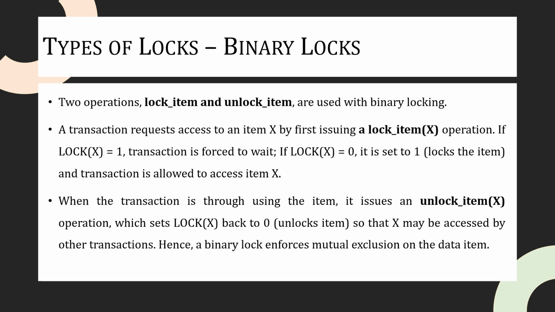When the transaction is through using the item, that is, when the transaction has completed accessing that item, it issues an unlock item of X operation, which sets the lock of X back to 0. That means it unlocks the item so that X can be accessed by other transactions. Hence, a binary lock enforces mutual exclusion on the data item. That is, only one transaction can access the data item at a time.